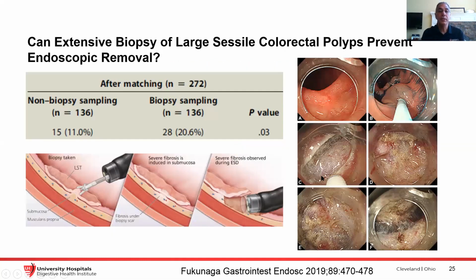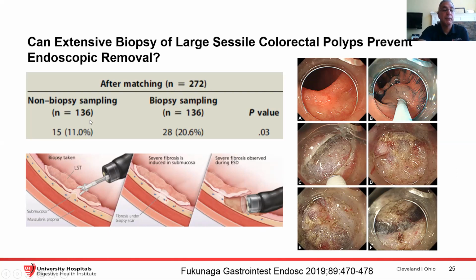So what are the things that can stymie you? Well, biopsy of the lesion in advance seems to increase the submucosal fibrosis. This is a lesion series of about 272 patients that went for ESD.